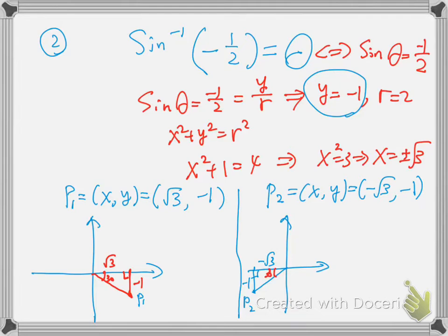So what's our first solution? Theta 1 is negative 30 degrees. Counterclockwise rotation is positive, clockwise rotation is negative, so it's negative. And the other angle is a big one, 180 plus 30. So theta 2 is 180 plus 30.